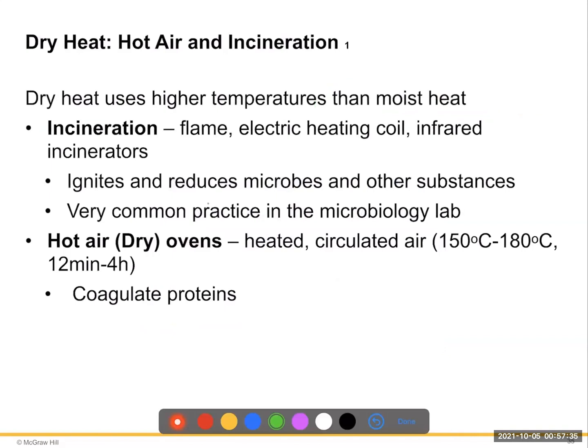Dry heat uses high temperatures, unlike moist heat. Incineration: flame, electrical heating coil, infrared incinerators. It ignites and reduces microbes and other substances. It's a very common practice in microbiology labs to have incinerators. Hot air, dry ovens: heat is circulated air, 150 to 180 degrees centigrade, 12 minutes to 4 hours, depending on what you're trying to get rid of. And it coagulates the proteins, it sticks them together, makes them non-effective.